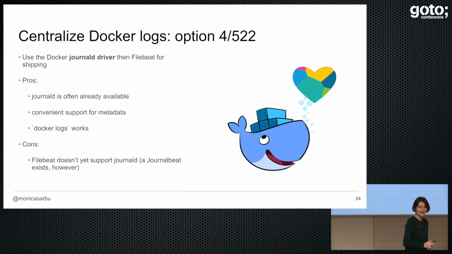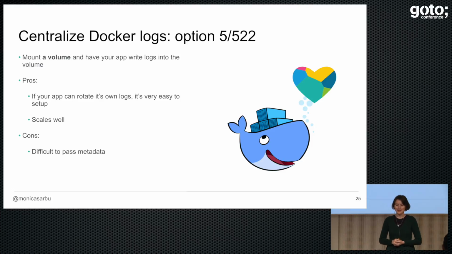Another solution is that you can use the Docker journald driver and then Filebeat for shipping. Journald is often already available, so it's convenient. Another advantage is that you can get container metadata easily, and the docker logs command works out of the box. The disadvantage is that Filebeat doesn't support journald.